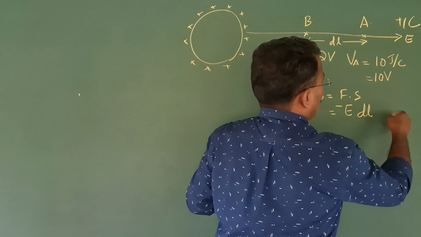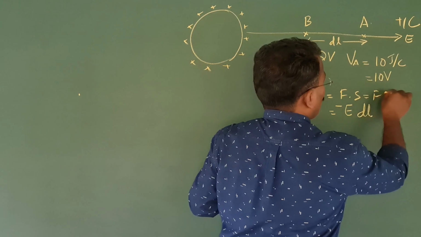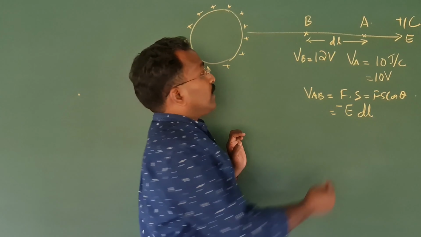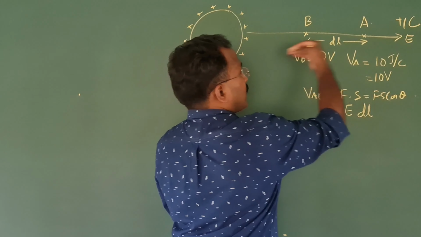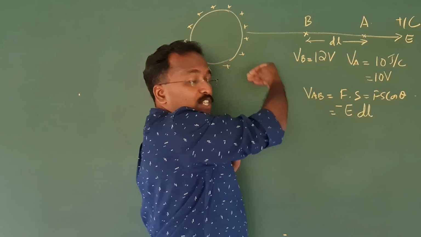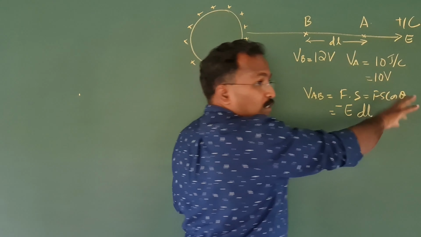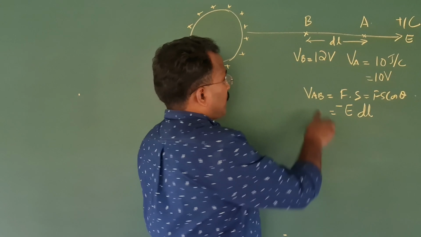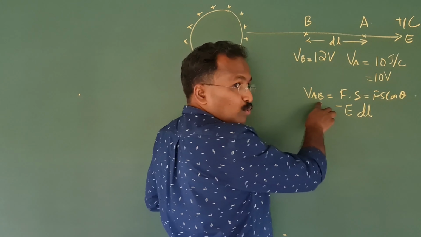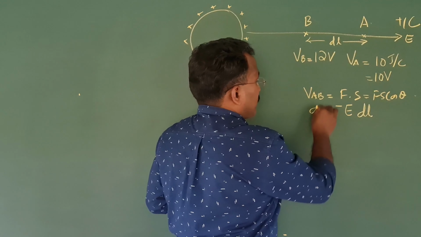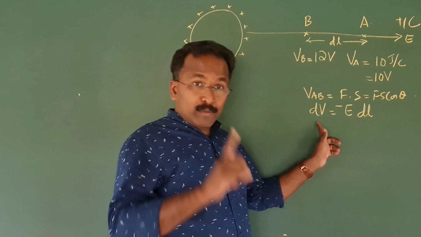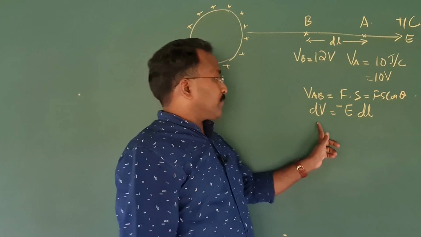and F dot S, you know, is equal to Fs cos theta. How much is cos theta here? We are pushing it in this direction, the charge is also moving in this direction. So theta will be 0 and cos theta is 1. So I am not writing it there. And the potential difference between these two, that I am writing as dV. dV is taken as the potential difference.